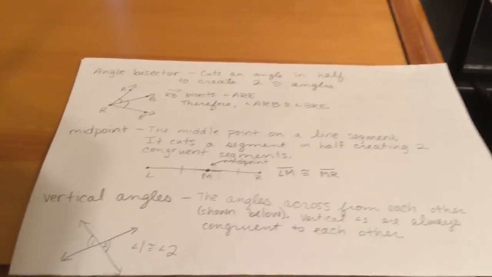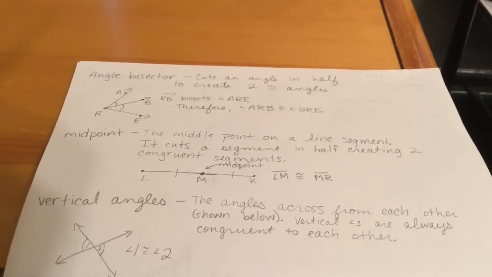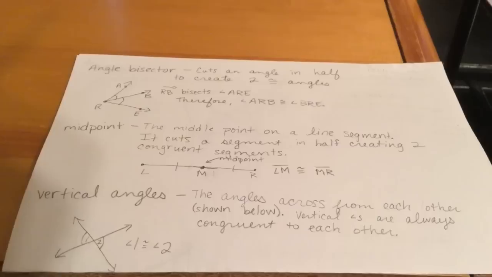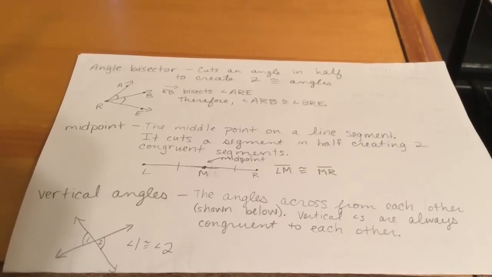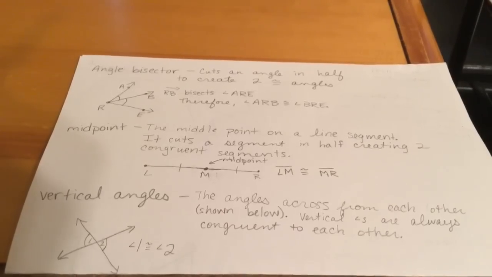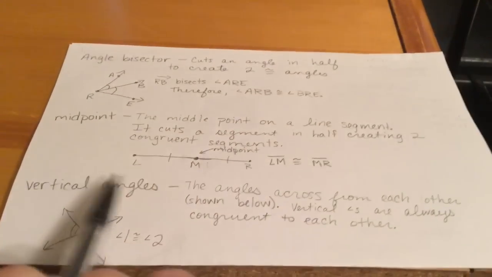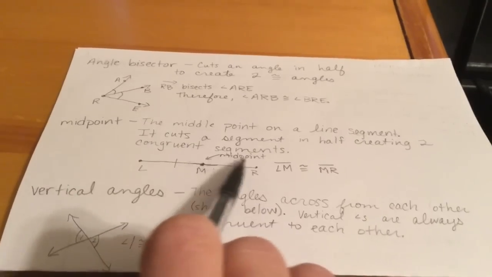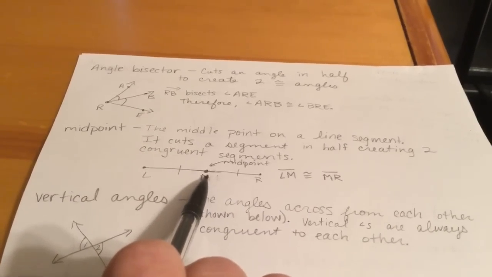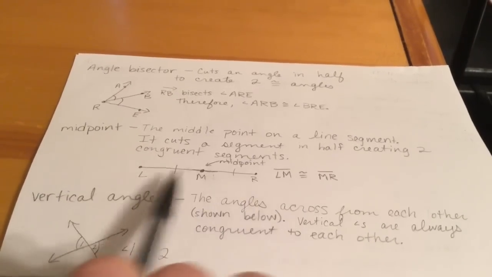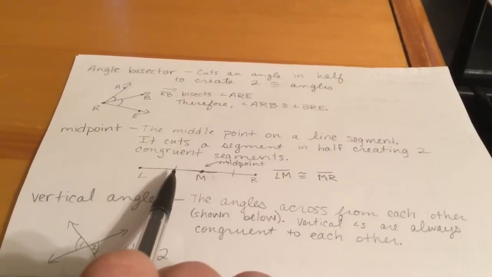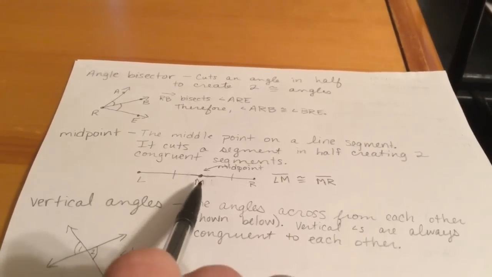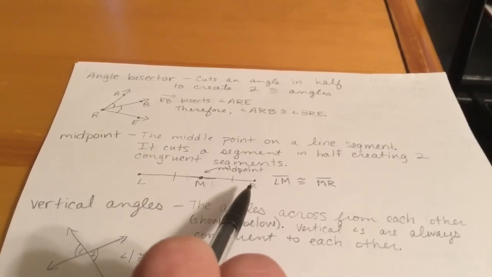So our next one here is midpoint. Midpoint is the middle point on a line segment. It cuts a segment in half and creates two congruent segments. So I start out with that whole segment, LR. And this M, that's my midpoint. That means it cuts LR into two equal segments. Remember, these tick marks are how we show we have two equal segments. So now LM is congruent to segment MR.